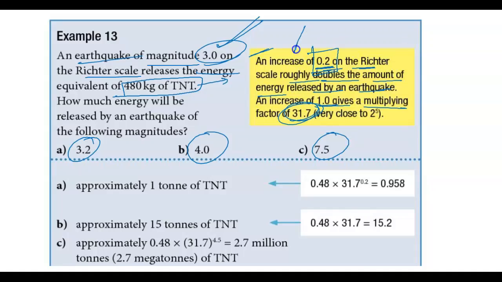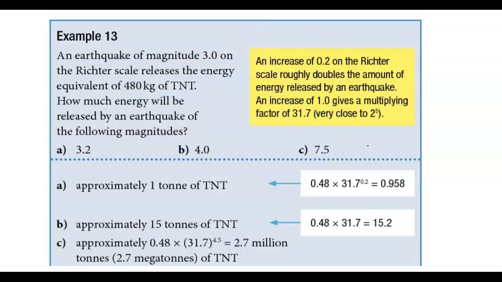So, using this information, we can define a relation as 0.48. This must be taken in tons, into 31.7. Why 31.7? Suppose if I increase it by 1, it gives a multiplying factor of 31.7, raised to power something.